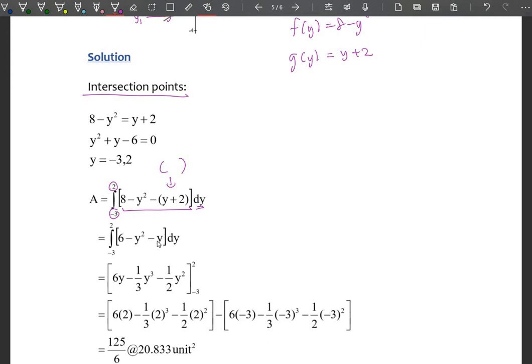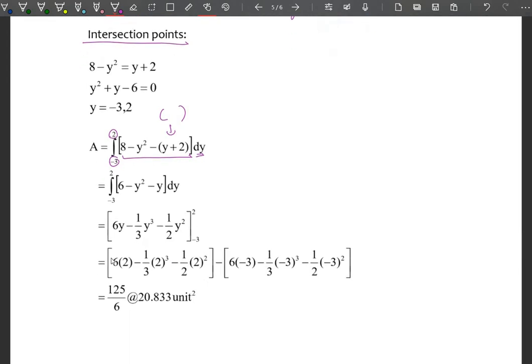Integrate these functions. You have 6y minus 1 over 3 y cubed minus 1 over 2 y squared. Next, substitute the value of the upper boundary minus the substitution of the value of the lower boundary. Therefore, we have 125 over 6, or 20.8333 unit squared. Remember, if you want to write the answer in decimal places, it should be written in at least 3 decimal places.